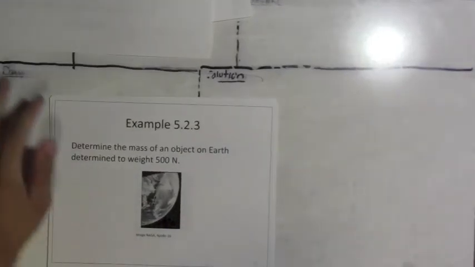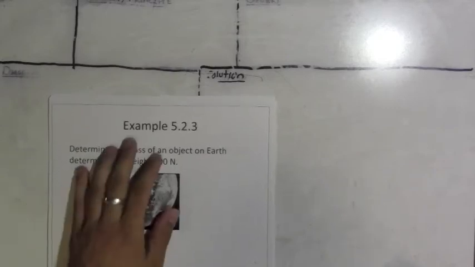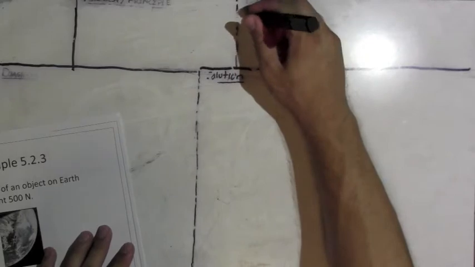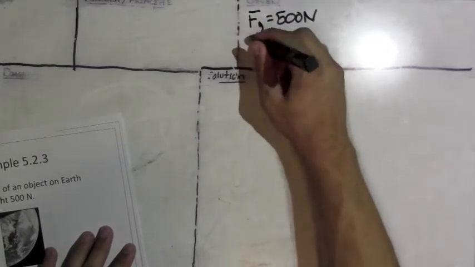This is example 5.2.3. It says determine the mass of an object on Earth if the weight is determined to be 500 newtons. So what we have here is we are given that the weight is 500 newtons, and it's asking us to find the mass.